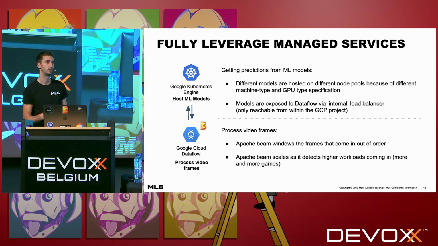And one very handy trick in Google Cloud is that you can just open up an internal load balancer, which means that that IP is addressable from within your virtual network, but not outside of it. Because we need to communicate with those models from Dataflow, but we don't want to go over the outside internet. So that's a very neat way to communicate within your virtual network.